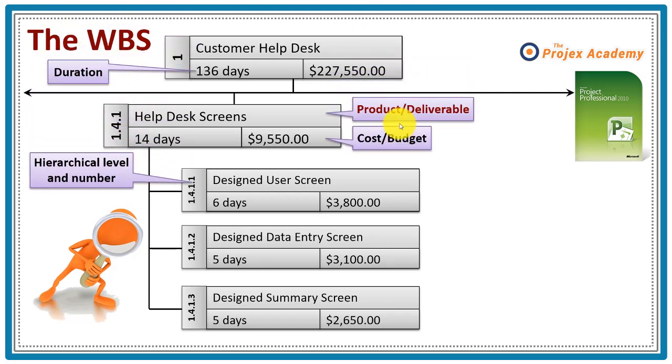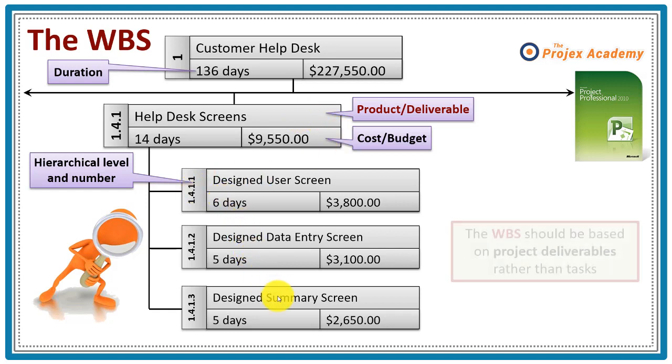You can see here immediately some of the key elements. Although we've yet to schedule it, and clearly I have for this example, you can find the duration in days of each work breakdown structure node and its costs. This one for a product called the Customer Help Desk. And as you can see, this is just a tiny portion of the real work breakdown structure. And here I've split into the help desk screens, showing the number hierarchy, the name of the product or deliverable, and the cost and the budget, as well as the duration of each.